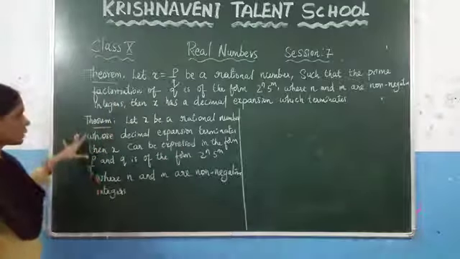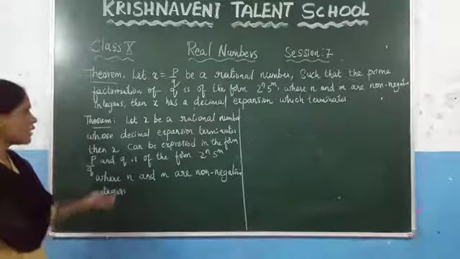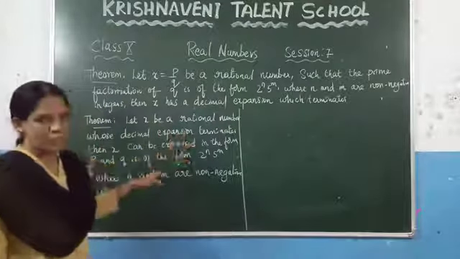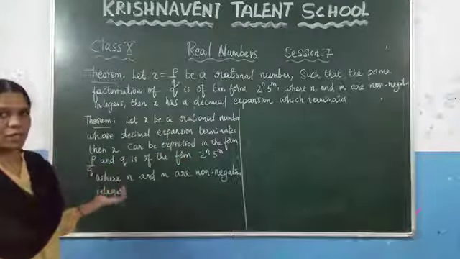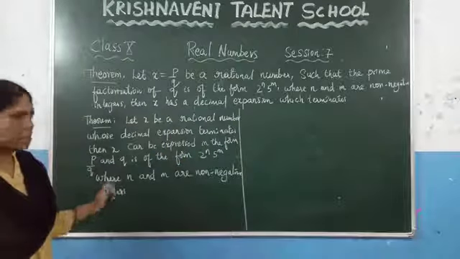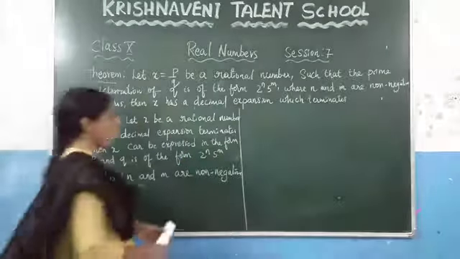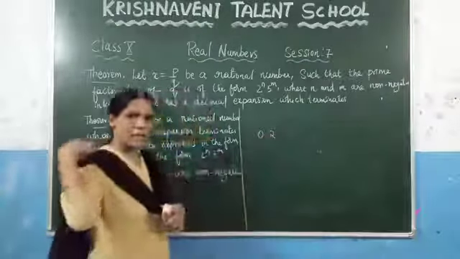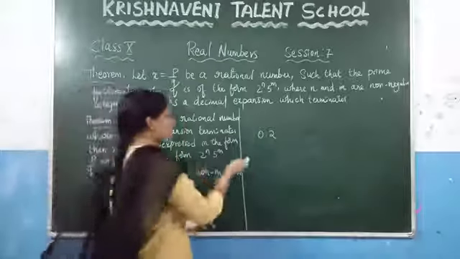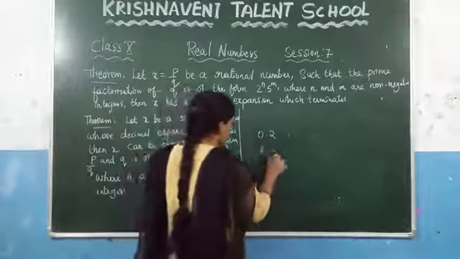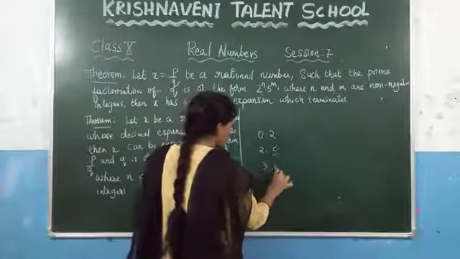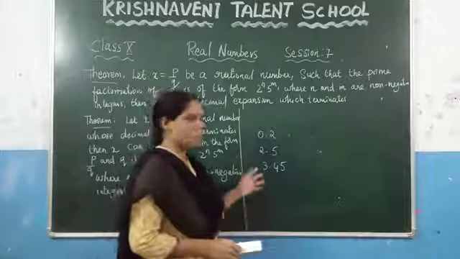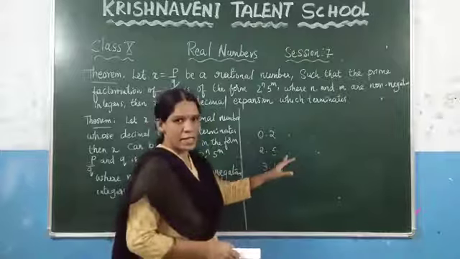Let us read this theorem. Here, what does the theorem say? Let x be a rational number whose decimal expansion terminates. That means you have to consider one rational number so that the decimal expansion terminates, that is, after the decimal point, the number has an end. Like that, you have to take some numbers. Consider some more numbers, 2.5 and 3.45. You can observe that all these numbers are terminating decimals because after the decimal point, it has an end.